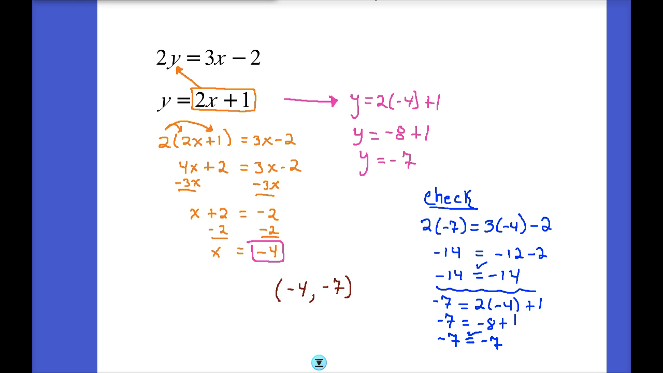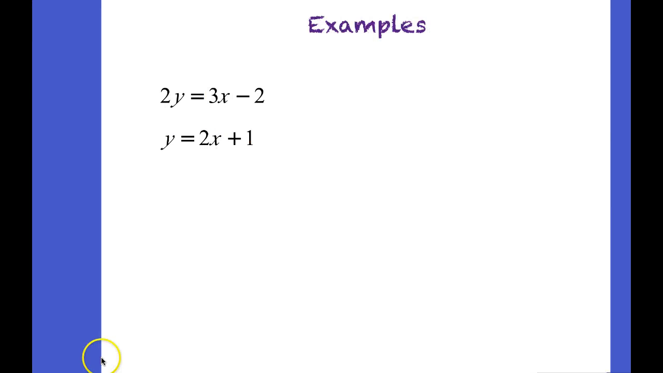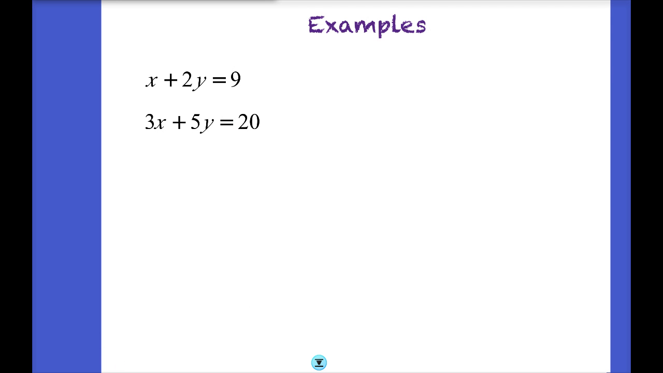All right, let's move on to our last and final example. And this is a good example because it is not set up like you need yet. It is going to need to be revised. So one of our equations needs to be revised. We don't have any equation that has an x equals, and we don't have any equation that has a y equals. So you get to pick.